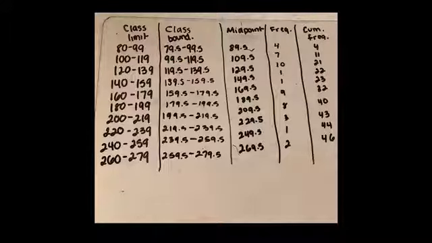To do this, first find the lower boundary by subtracting 0.5 from the lower limit. For example, we subtracted 0.5 from 80 to get 79.5 as our first lower class limit. Next, you find the upper boundary, and this is done by adding 0.5 to the upper limit. For example, we added 0.5 to 99 to get our first upper class limit.